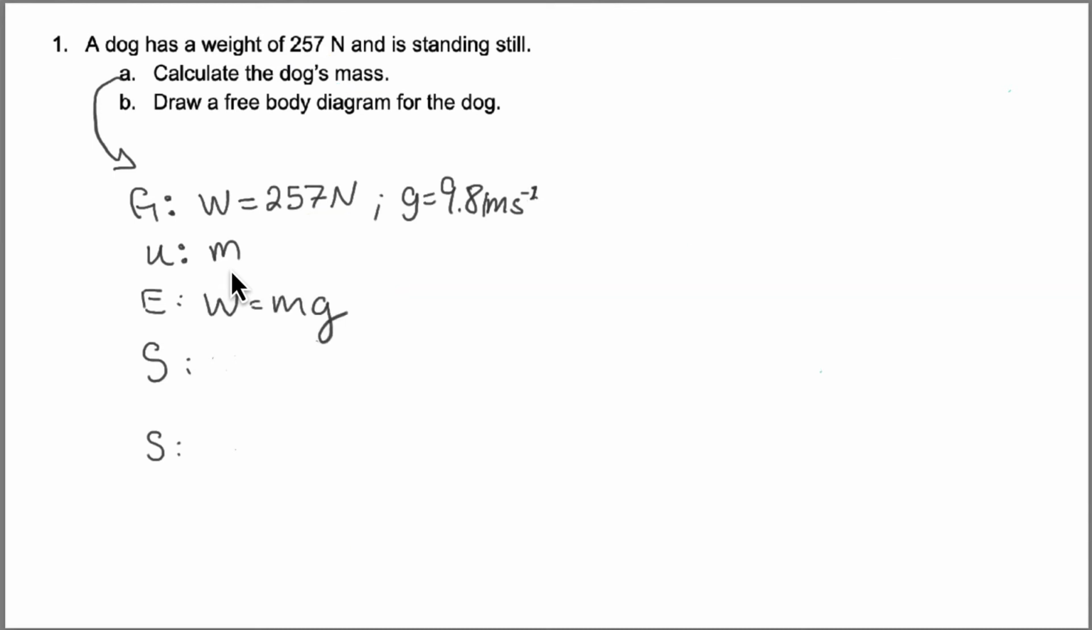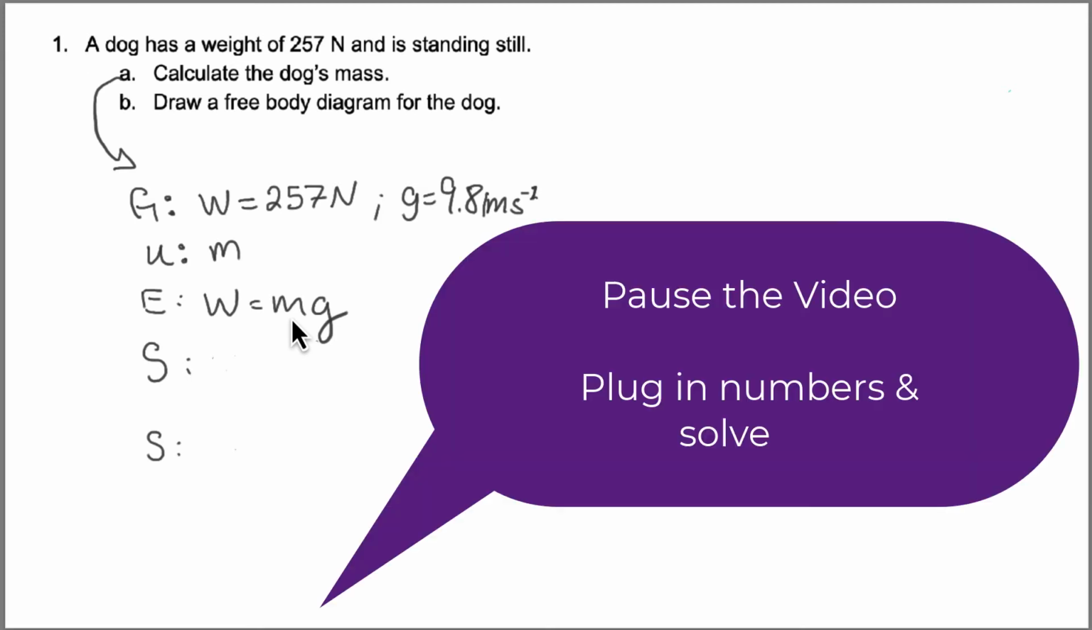Cool. Hopefully you wrote down the equation W equals mg. Now go ahead and solve. So plug in your numbers and solve for m, please. If you know how to, you can isolate m first, but you don't have to. You can plug in the numbers first. Go ahead and pause the video, see if you can solve, and then when we come back, we'll show you the answer.